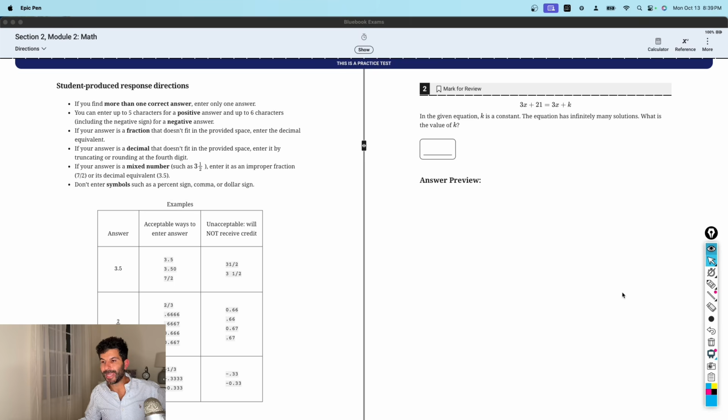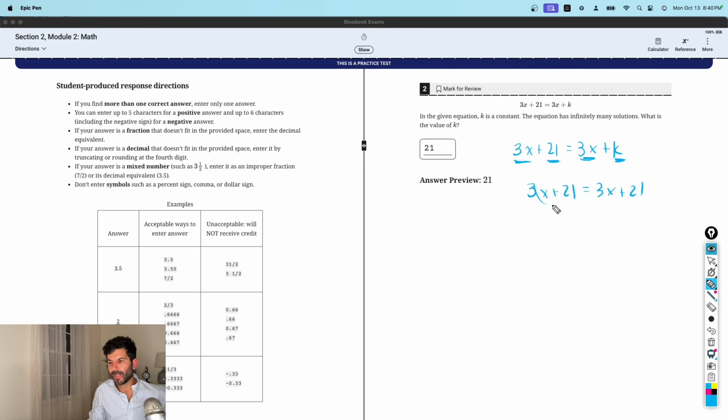Moving along to question 2. In the given equation, K is a constant. The equation has infinitely many solutions. What is the value of K? Infinitely many solutions, guys. When we're solving an equation, one variable, infinitely many solutions is always the result of the equation on the left being equal to the equation on the right. So K has to be 21. And the reason why this works is if we were to have 3x plus 21 equals 3x plus 21, regardless of which 3x you remove, you're left with 21 equals 21, which is all reals.